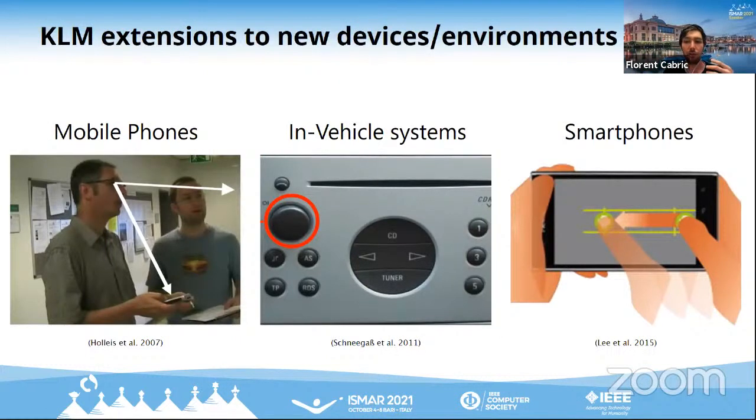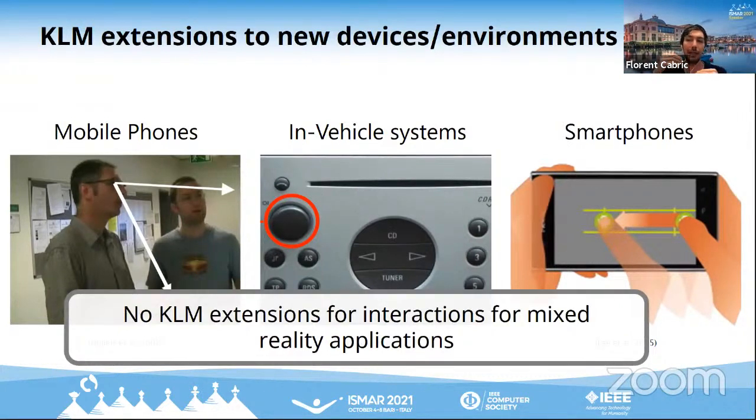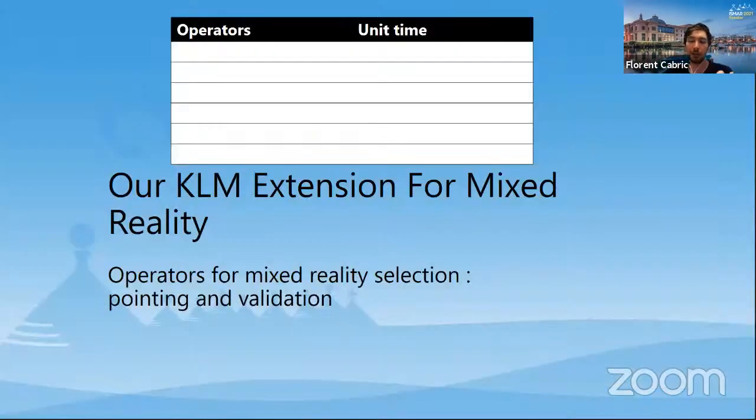This kind of extension already exists for mobile phones, in-vehicle systems, or smartphones. But as far as we know, no KLM extensions exist for interaction in mixed reality applications. In this work and this presentation, we propose a KLM extension for mixed reality. We focused this work only on selection tasks, as a sequence of a pointing action and a validation action. During this presentation, we will fill in the table at the top of this slide.